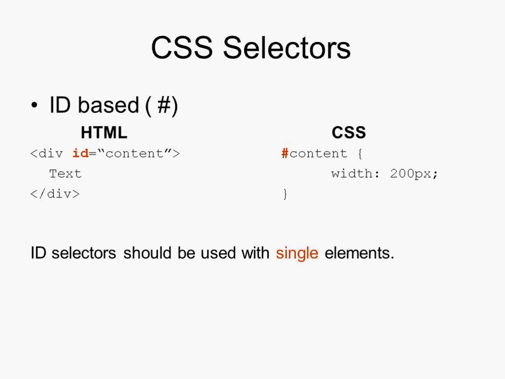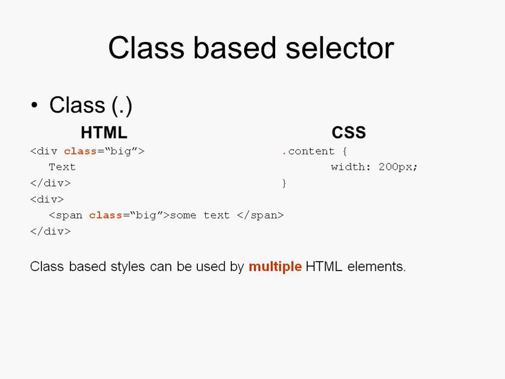And as I have written, ID selectors should be used with single elements. IDs are unique, just per element. There are also class-based selectors. We represent a class as a dot inside the CSS file. So say dot content. Looking at the HTML, dot content is not there. That's a typo, or maybe you have used big here. Yes, instead of content, that should be big. So here assume that it's dot big.